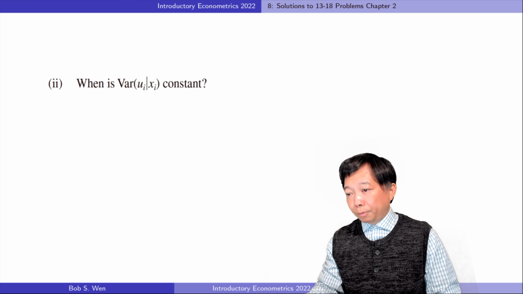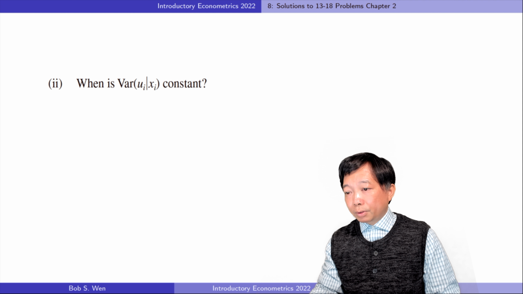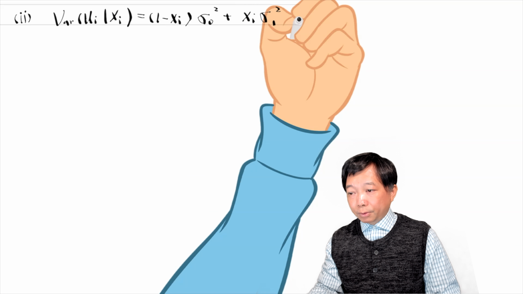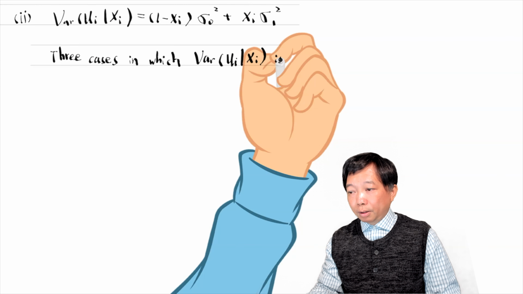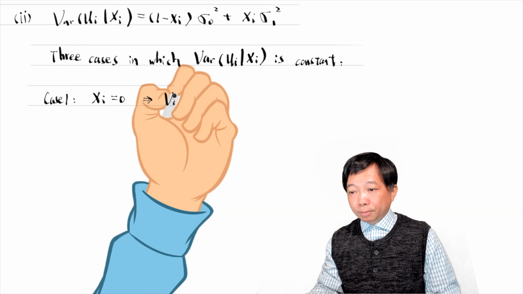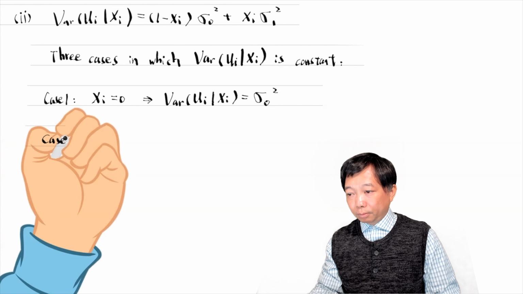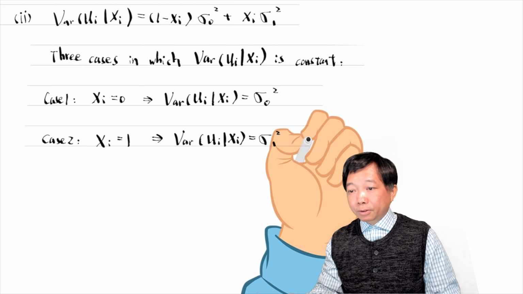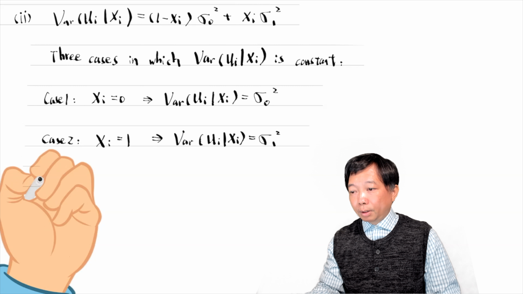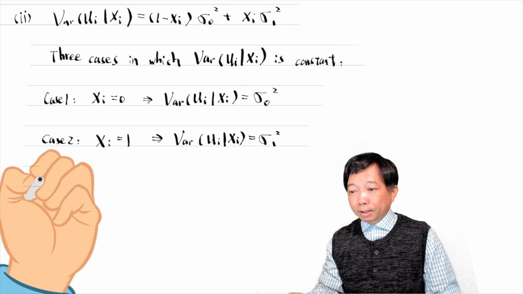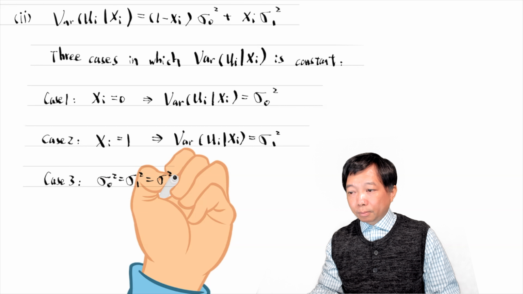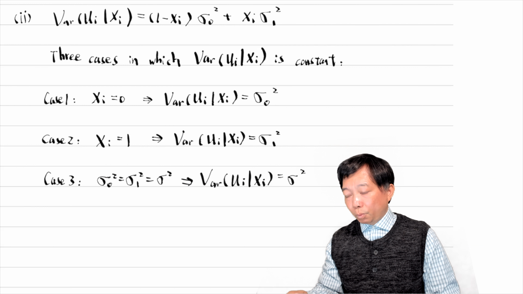The second question is to find when the conditional variance is constant. There are three cases in which it is a constant. Case 1 is when all xi's take on the value 0. The second case is when all xi's are 1s. In these two cases, all xi's are in the same state of the world. The third case is when the variances are the same for the two different states of the world.